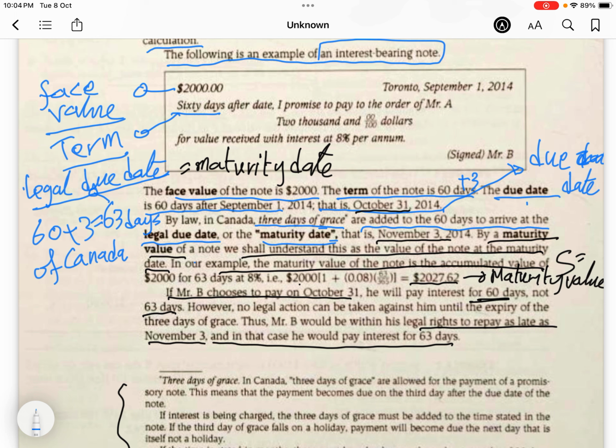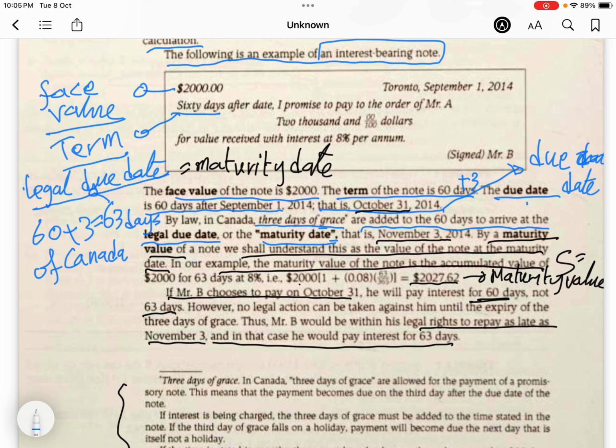You have a maturity date and a maturity value. If we don't have an interest rate, the maturity value will be the accumulated value S. But if we have an interest rate, the maturity value will be calculated as S equals B multiplied by 1 plus RT of the note. We shall understand this as the value of the note at the maturity date.